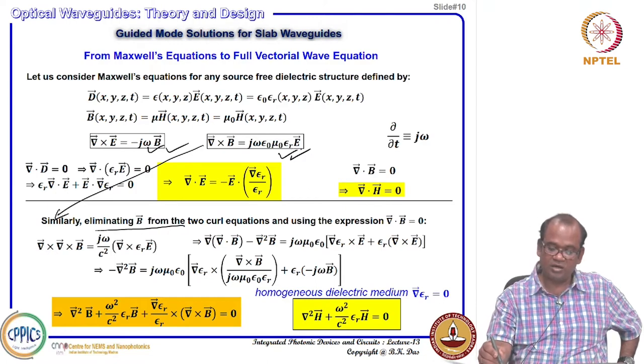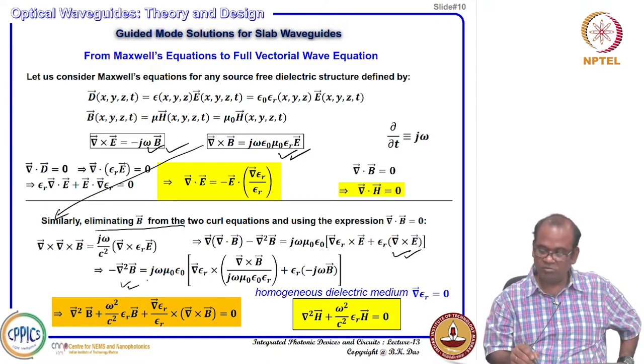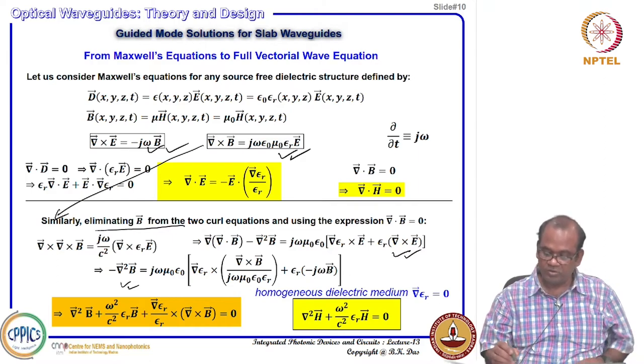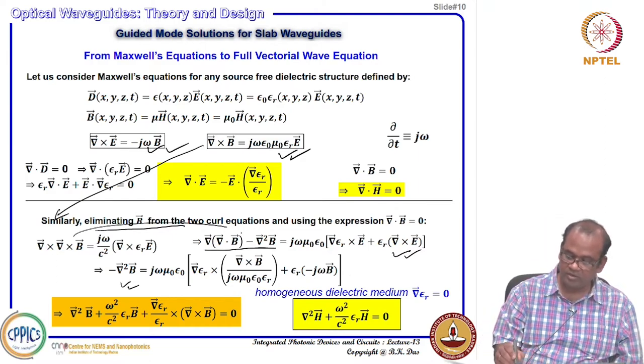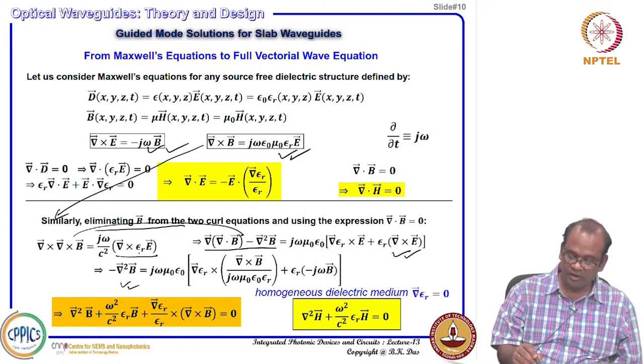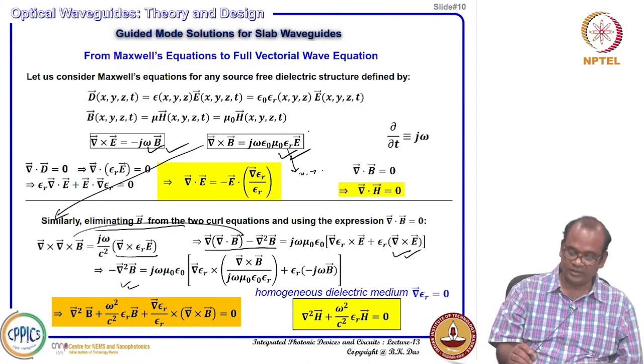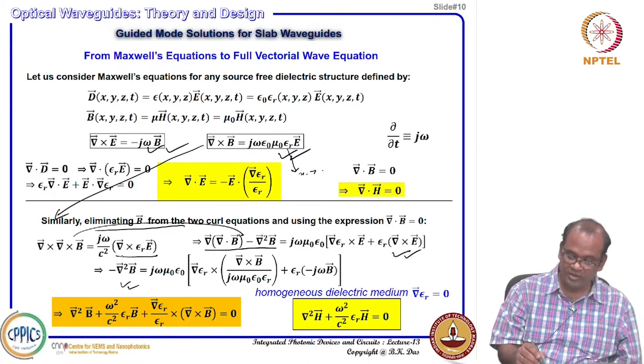Then once you get curl of E on this side, you get it in a few simple steps, straightforward. Again the left hand side will be like this, and the right hand side again you see curl of epsilon r E. Since epsilon r is x, y, z dependent, epsilon r cannot be kept outside the curl. Whenever you are taking curl, epsilon r has to be multiplied with the E; it cannot be taken outside.